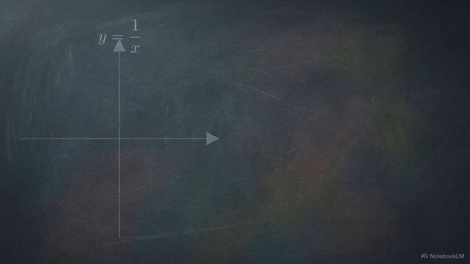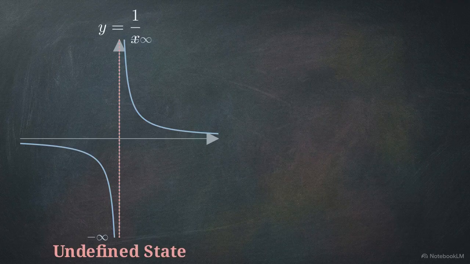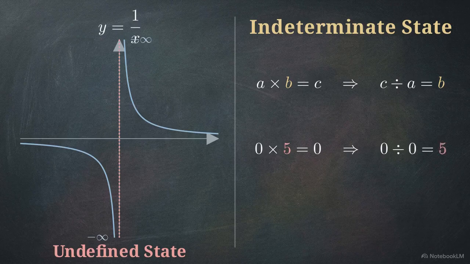This graph shows the behavior of 1 divided by x. Evaluating at x equals 0 creates an asymptotic boundary. There is no valid numerical solution. 0 divided by 0 operates under a different logical framework. Division is the inverse of multiplication. Because 0 times 5 equals 0, 0 divided by 0 could logically equal 5.